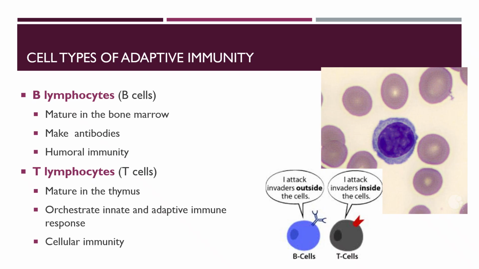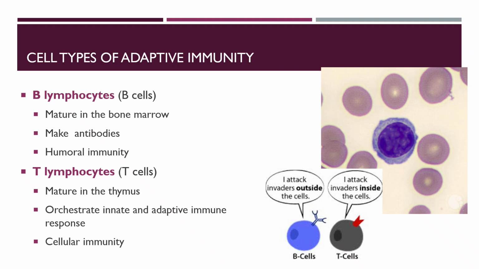So let's talk a little bit about the cells that we have in adaptive immunity. We have our B cells, or our B lymphocytes. They're called B cells because they mature in the bone marrow. They make antibodies, and we're going to talk about that a lot more in a few minutes. The old name for this is humoral immunity.